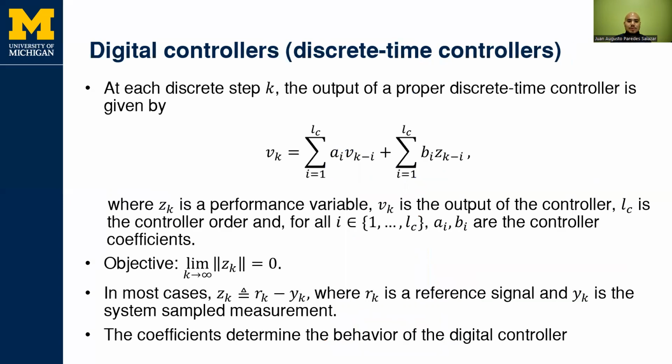The control algorithms we will discuss today take the form of digital controllers. At each step k, the output of the controller is given by the displayed formula, where c represents a performance variable, v is the input of the system and the output of the controller, and lc is the controller order. The objective of the controller is to minimize the absolute value of c as the number of steps increases. In most cases, c is the difference between a reference signal and a sample measurement. The controller's coefficients determine the behavior of the digital controller.